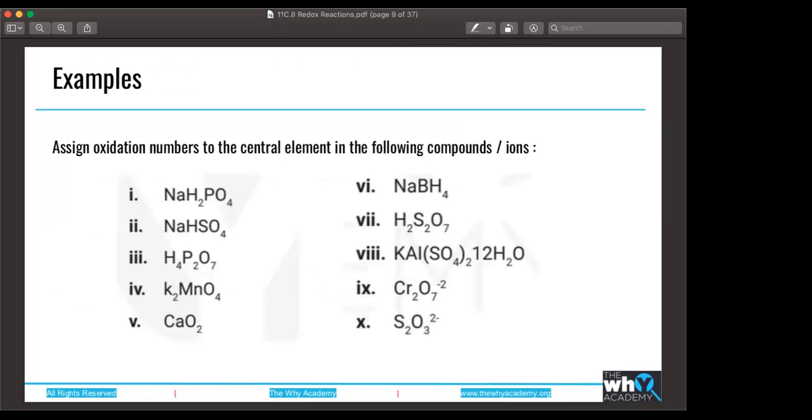All right, so let's practice some over here. First one. Can you assign the oxidation state of phosphorus in this compound? +5. Okay, I need answers from all of you. Like calculate it and send it. You can send it over chat or you can say it. Yes, ma'am, +5.